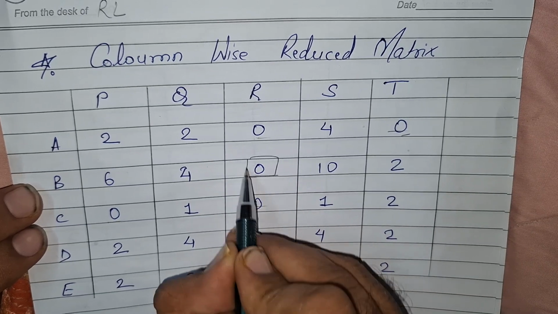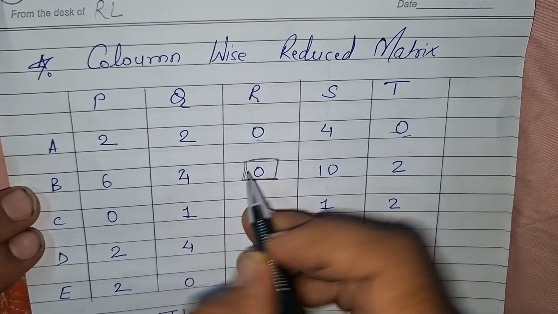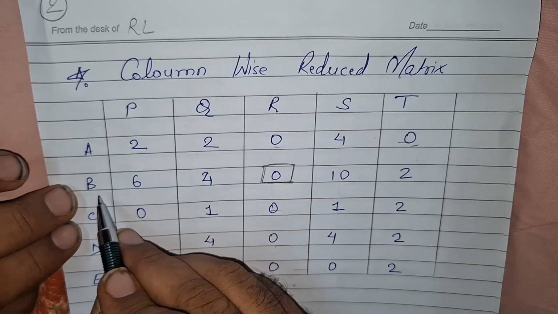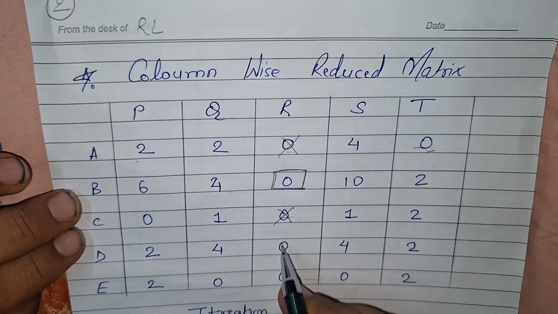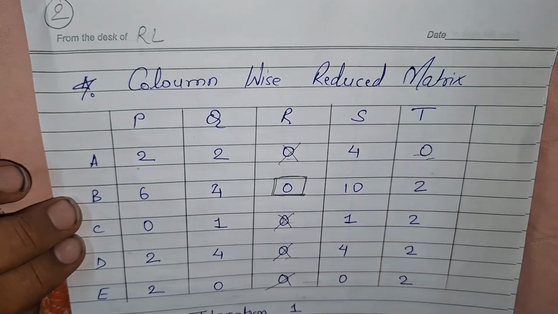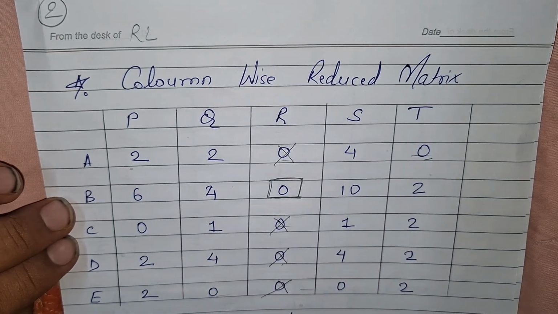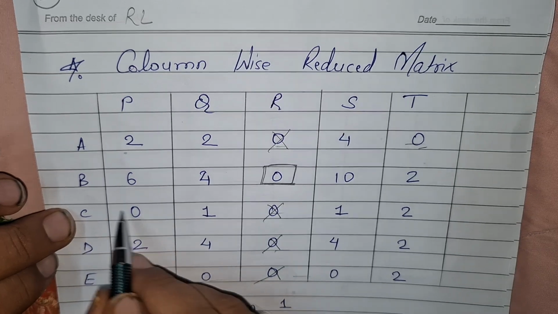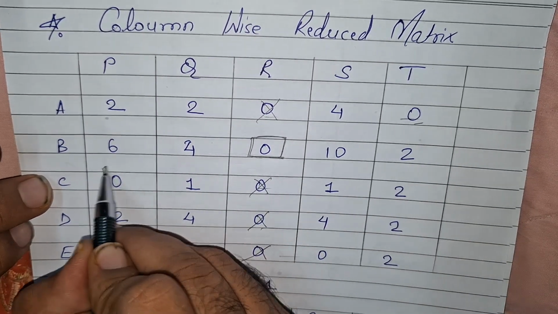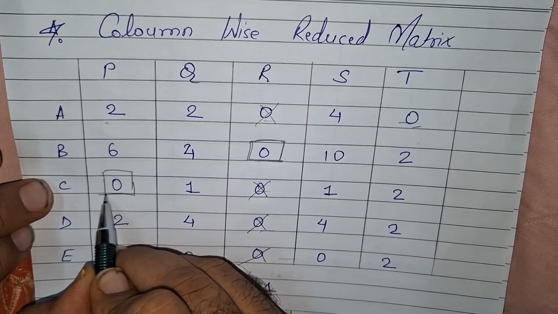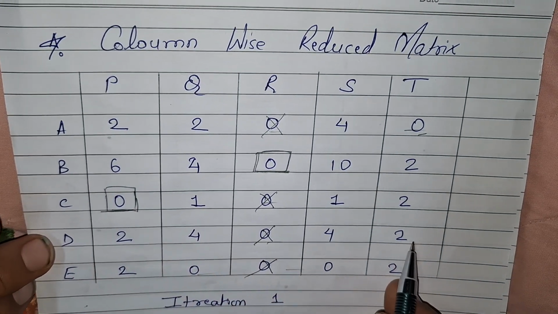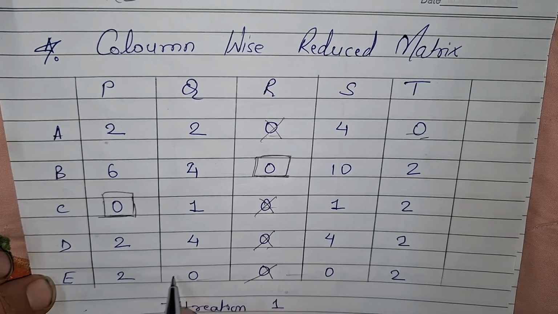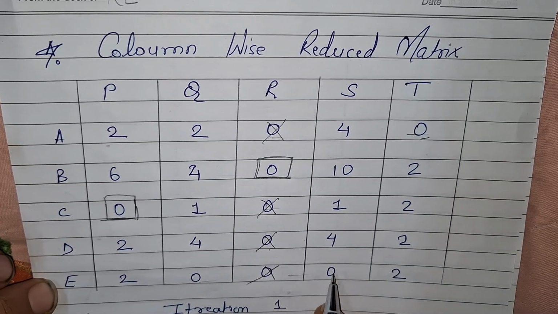Allocate that row. Allocate that 0. Once you have allocated a row's work to B, you cannot allocate to any other. So yes, scratch all this. Now see here, the third row, C, now only one 0 is there. Give allocation to C. Now come to the D row, there is no allocation. Yes, come to the E row, again two allocations are there.